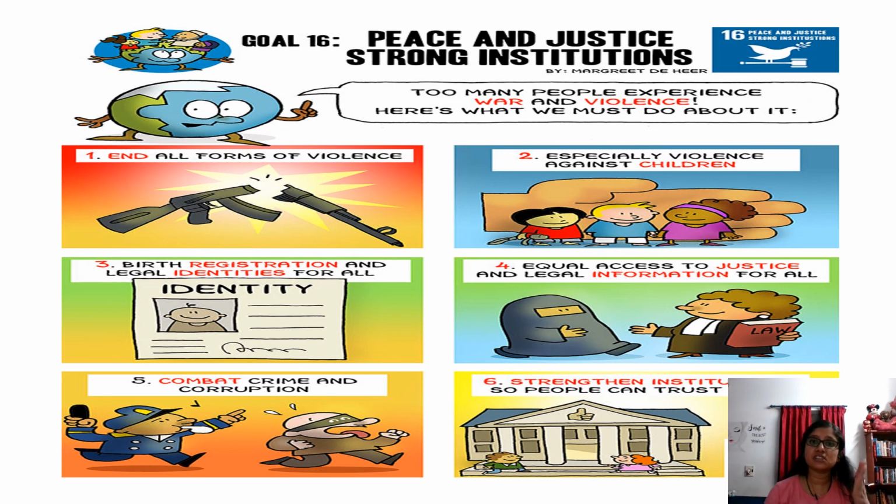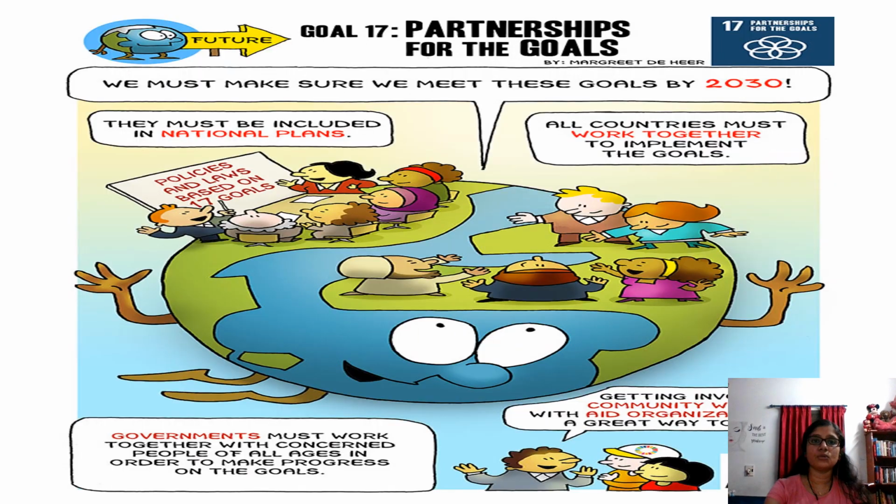So we should reduce the crime. You tell me always, you have to protect the world from the thieves. The same way we have to protect. So this is what it talks about: peace and justice, strong institutions. We will get peace and justice only when all the countries are together working towards this. So this is the 16th goal.